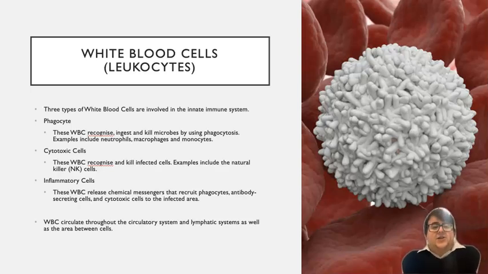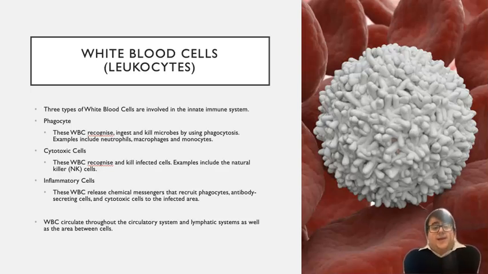We then have our cytotoxic cells. A good example of those is the natural killer cells. The purpose of these cytotoxic cells, or the natural killer cells, is to recognize and kill cells that have been infected with pathogens. We also have inflammatory cells, which are white blood cells that release chemical messengers and recruit phagocytes and antibody-secreting cells and cytotoxic cells to an area where you've got pathogens or infections.